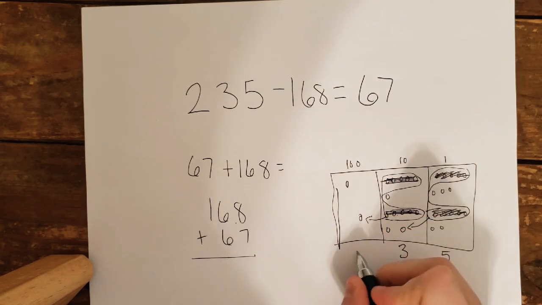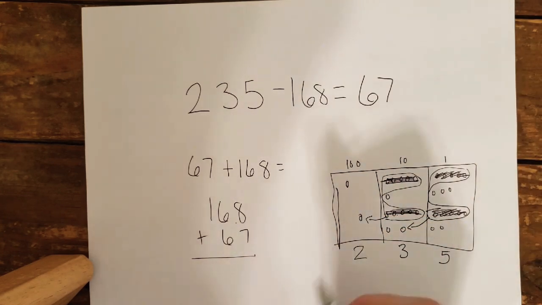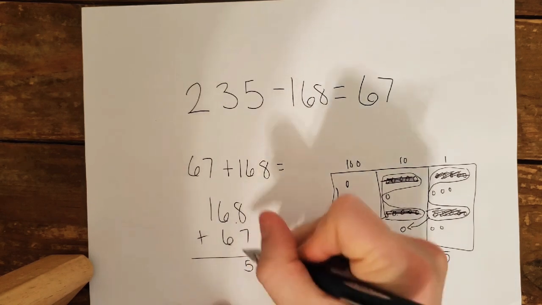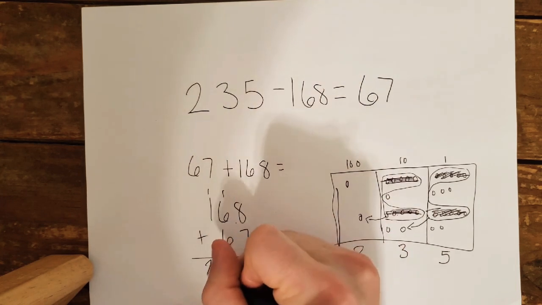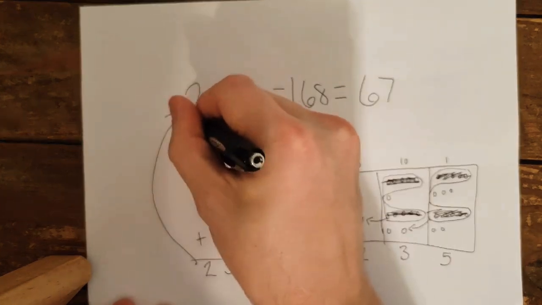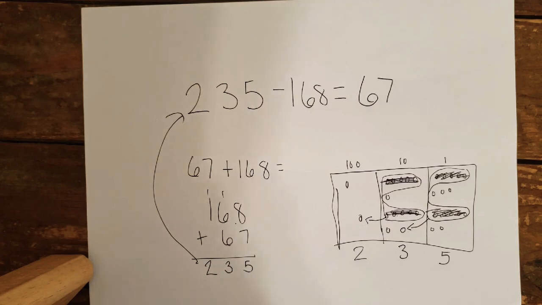And 1, 2. 235. So I've got 5, and I'm going to carry the 1. And I've got 13. I'm going to carry the 1. 235. It's the same number as that, so we know we got it correct.